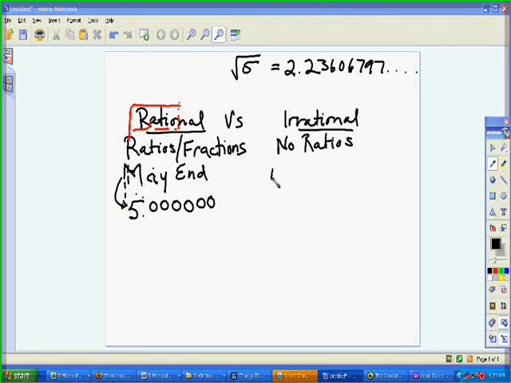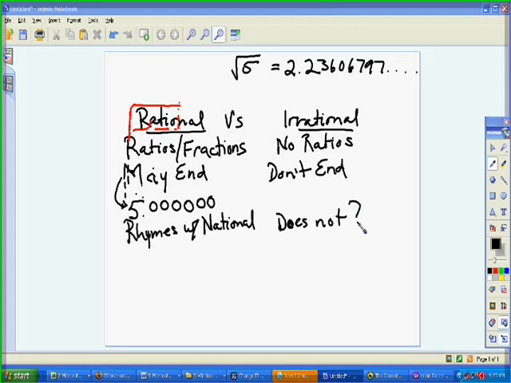What else do we know about rational numbers? They don't end. Can you come up with a rational number that doesn't end? 3.3 sounds like it ends. 3 repeating what? 3, 3, 3, 3, 3. Okay, so then what's the rule that goes with that? Because that's a rational number. Yeah. Okay, no pattern.